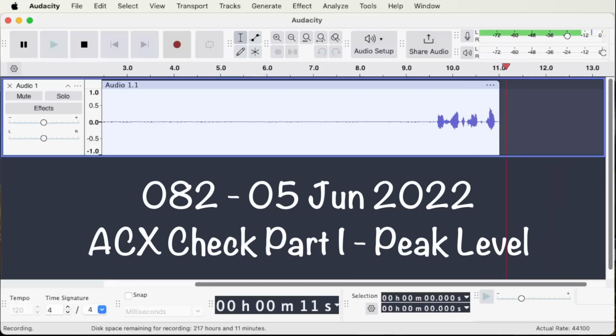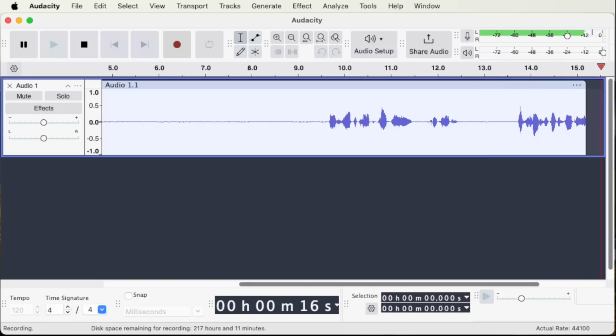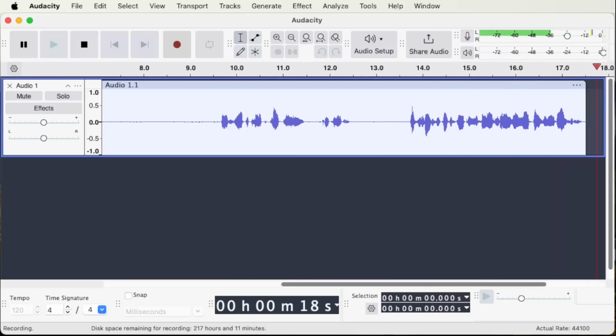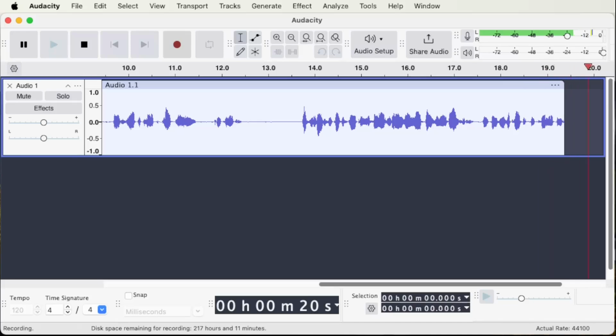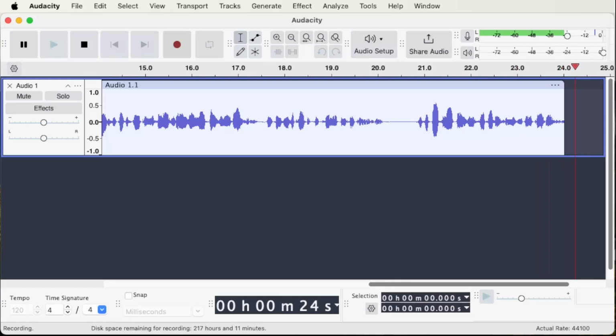ACX Check Part 1, Peak Level. I've decided to take a detour from our series on macros in Audacity in favor of a topic that came up in coaching this week. We'll get back to macros in a future edition of Stuart's Audacity Tips.